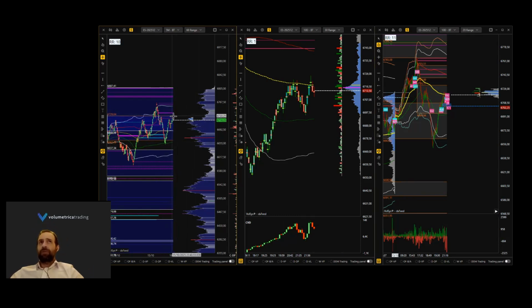Then, of course, this is a move that, as we've said, faces several resistances ahead, the most important being 6,750 to 6,760, so that's definitely one of the key levels to watch for the current session. Let's take a look at the Nasdaq.